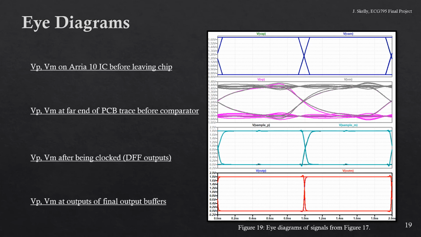The eye diagrams at these same nodes can also be observed. We see that the first plot shows a wide open eye with no noise whatsoever. The second plot shows a noisy eye that is starting to close a bit due to noise from the PCB trace model. The third plot shows a clean eye diagram with slight effects from reflections and feed-through after being clocked, the D flip-flop outputs. And the final plot shows the eye diagram at the output of the output buffers with no noise and full logic levels.